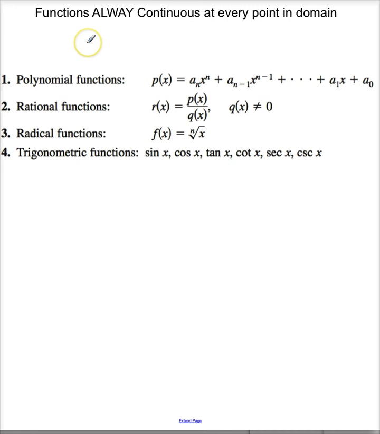Now, some functions are always continuous at every point. Polynomials are always continuous. Rational functions are always continuous as long as q is not 0. Radical functions are continuous within their domain. And the trig functions are always continuous within their domain. Now, tangent, cotangent, secant, cosecant, we do have to check the domain usually.